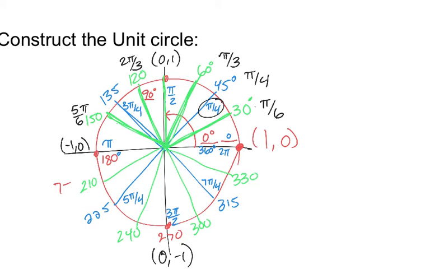7 pi over 6. Whoops, I'm trying to keep them all the same color. Then down here, 1/3, 2/3, 3/3, which is 4/3, yep. And 5 pi over 3. And finally, if you're a 6 short, 11 pi over 6. So take a second to check those.